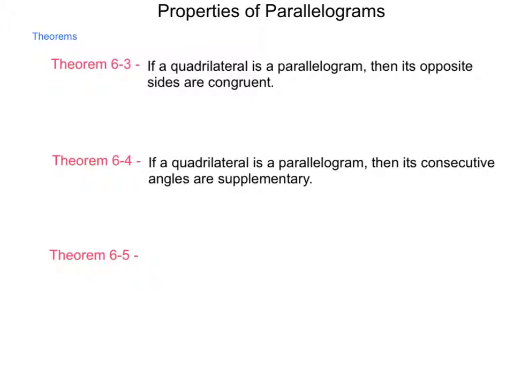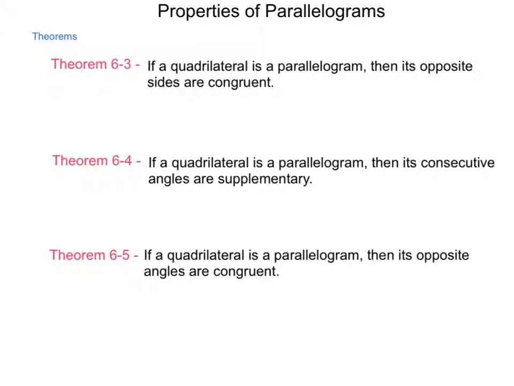Well, since all we have are sets of parallel lines, whatever goes across are the transversals, and we have that same property present. Next, theorem 6.5 tells us that if a quadrilateral is a parallelogram, then its opposite angles are congruent. So we have opposite sides being congruent, opposite angles being congruent, and consecutive angles being supplementary. Now we can use these concepts and these theorems to help prove other properties inside of figures. Let's take a look at one such example.